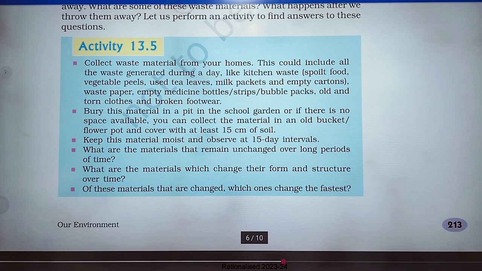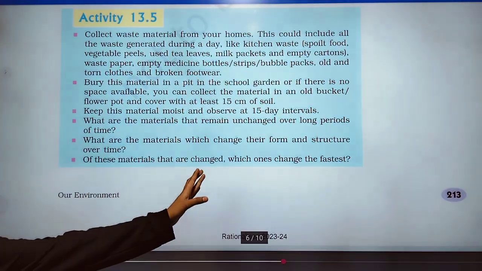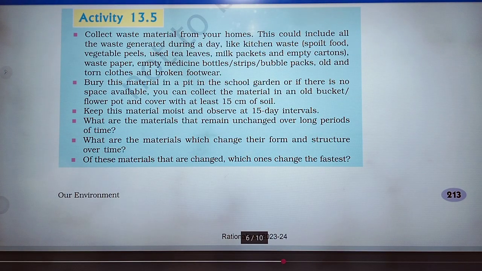So after this, keep this material moist and observe at 15-day intervals. Okay, the interval given is 15 days. So keep this material moist and observe. Now, what are the materials that remain unchanged over a long period of time? Okay, what are the materials which change their form and structure over time?